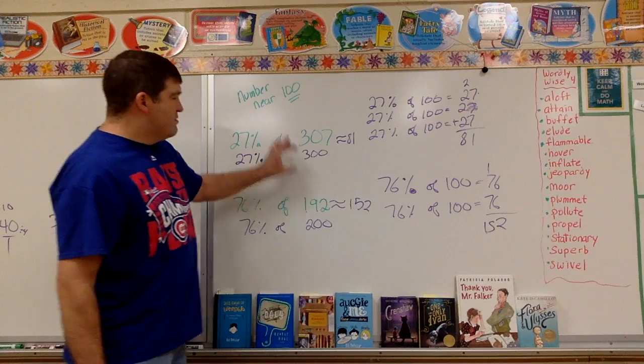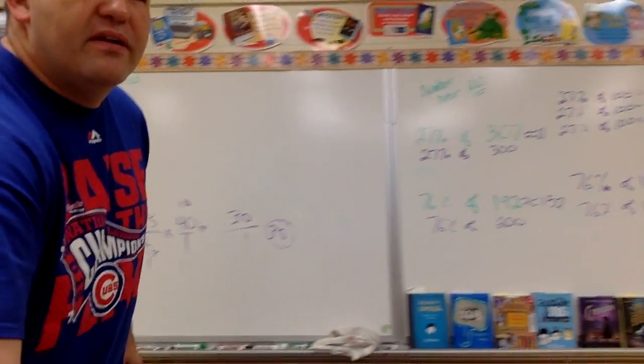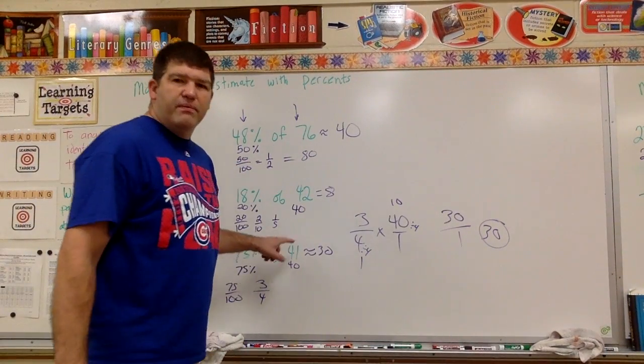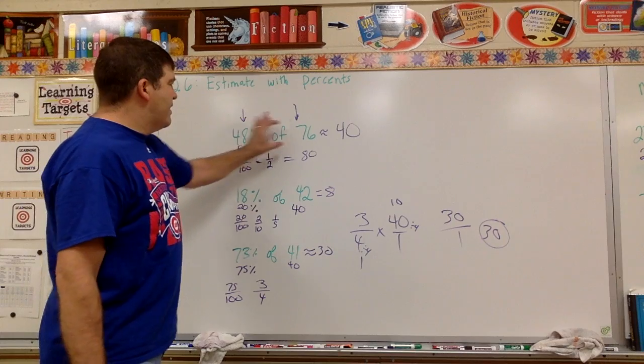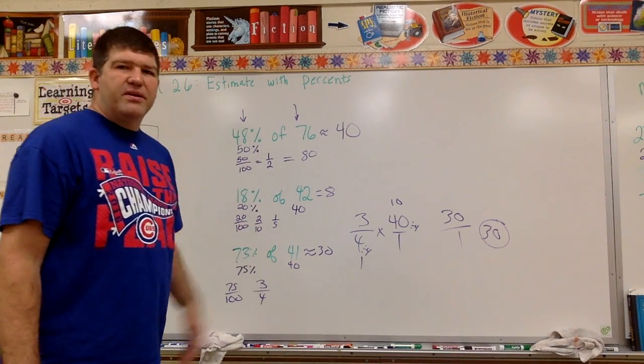If the number is not close to 100, like on these over here, they weren't close to 100, 76, 42, 41, then you can change this one and this one. Get them to numbers that are easy to work with, and then you do an estimation.